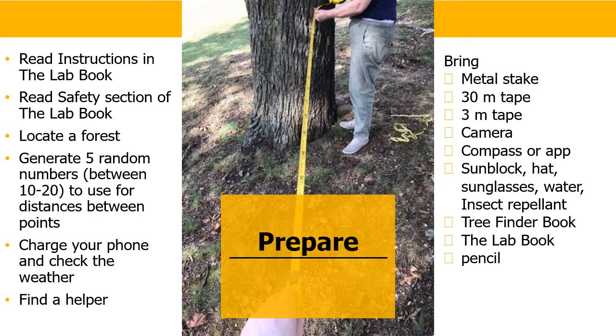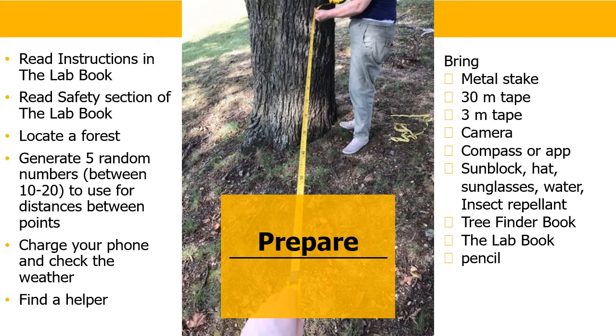One of the things you're going to do before you go is generate 5 random numbers. So what we're going to be doing, we're going to be measuring along your transect, along the direction you're walking, along your line. You're going to measure trees at 5 random points. In order to generate a random point, we need a random number. So you're going to generate 5 random numbers between 10 to 20.